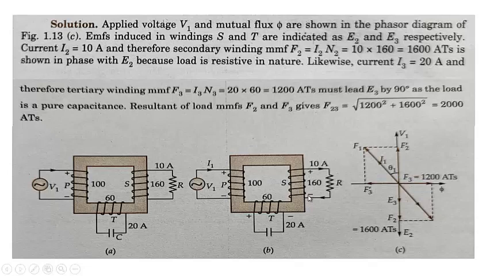This will be positive, this will be negative, because this will produce a flux upwards, and when we curl the fingers over here, you will see that this will be positive, this will be negative. Similarly, for this case, this will be positive, this will be negative. Current I2 is equal to 10 ampere, and therefore the secondary winding MMF will be equal to N2 I2, that is 10 into 160, that is 1600 ampere turns. That is shown over here. You can see we have shown it in this direction.